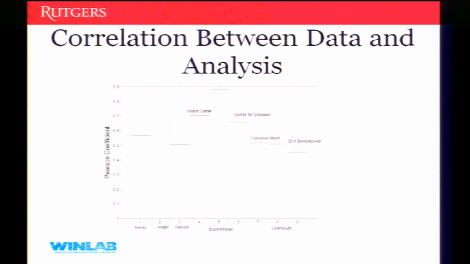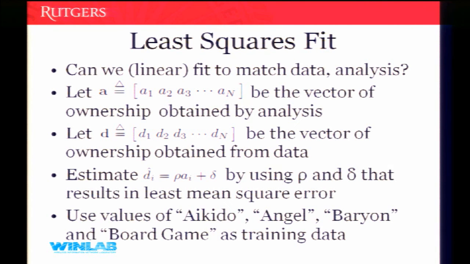So what we also thought was, can we get a good correlation between the data and the analysis? So we looked at the Pearson coefficient for all these pages, and it's actually very good because for some pages it goes all the way to 0.9, 0.7 and so on. Now using this, we tried to do a least squares fit to match the value obtained.